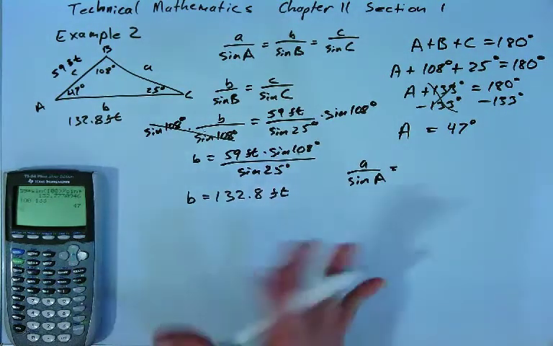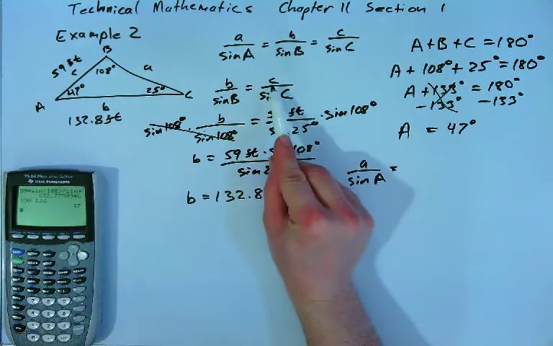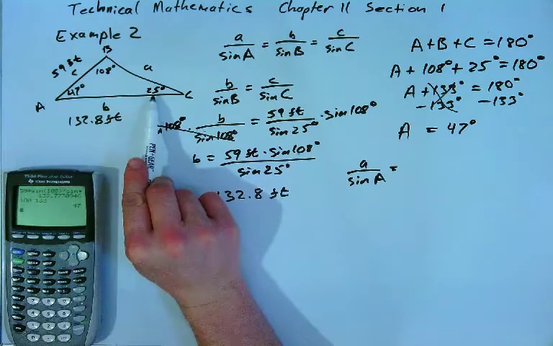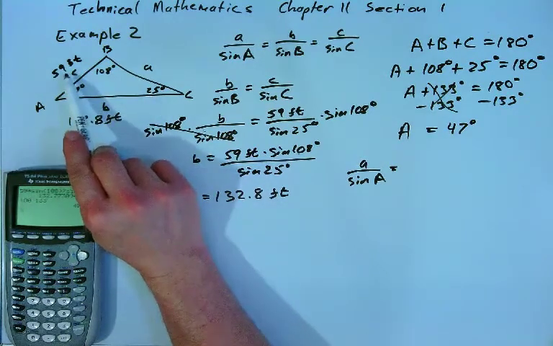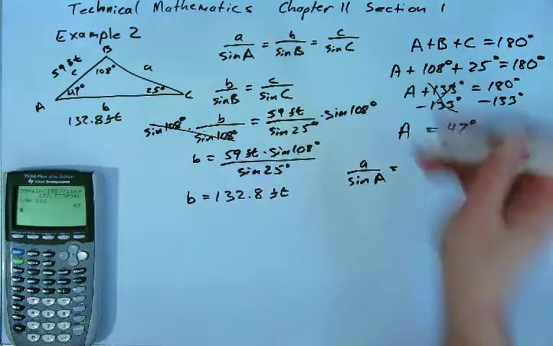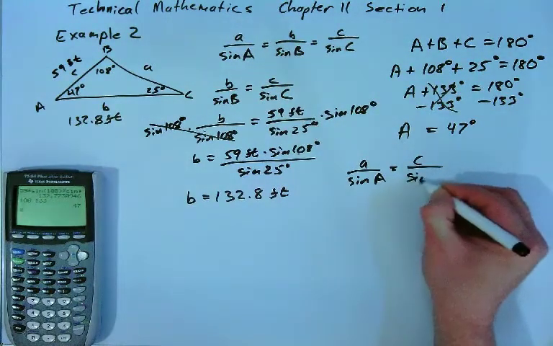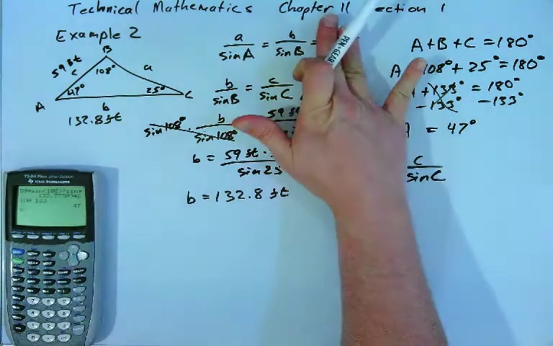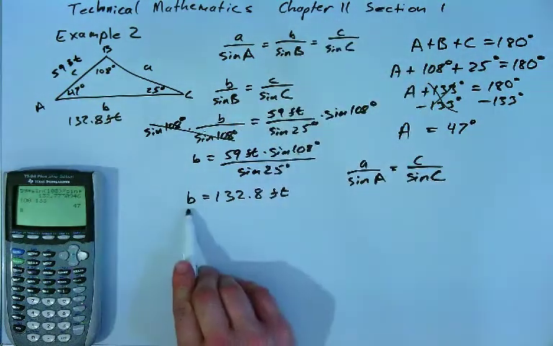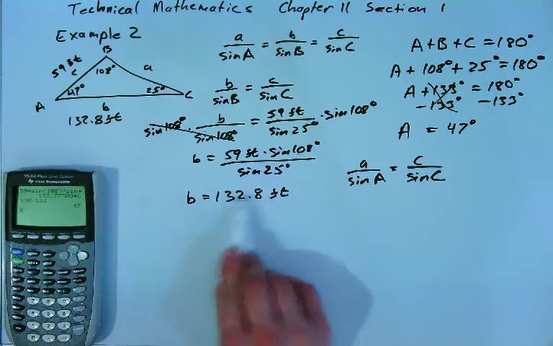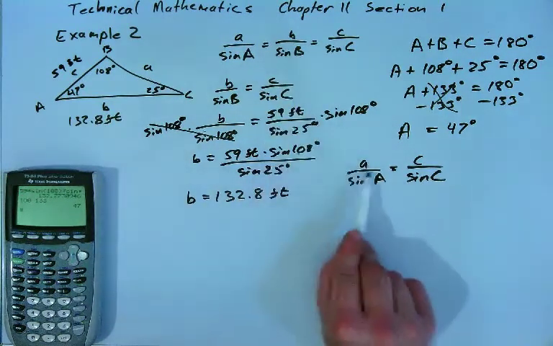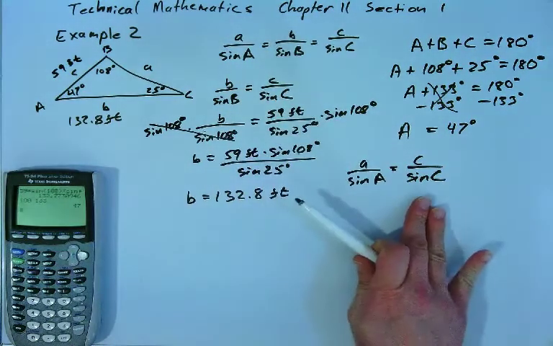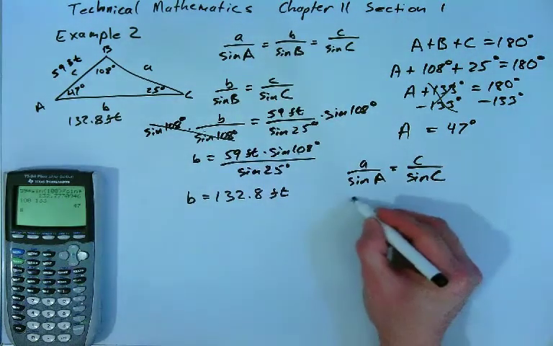And in general, it's best to use the information that you were originally given. So originally I knew angle C and I knew the length of side c. So I should use a over sine A is equal to c over sine C. And again, because this was information originally given to me. If I use a over sine A is equal to b over sine B, when I calculated the length of side b, if I got this answer wrong, I'm not going to get the right answer for a because I don't have the right answer for b. So I want to make sure I use information that was originally given to me.